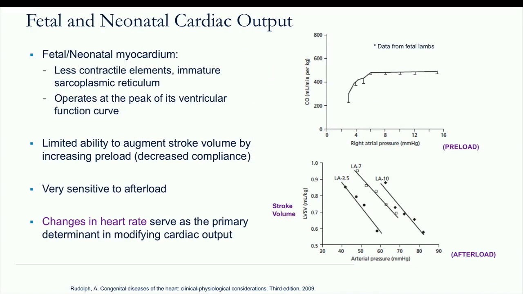Finally, important to be aware of some of the ways in which the fetal and neonatal myocardium really differs from a more mature heart. Both the fetal and the neonatal myocardium have limited ability to increase stroke volume and contractility. They're typically functioning right at the peak of their ventricular function curves, and very minimal, if any, change in stroke volume can be achieved by increasing preload. In addition, these hearts are exquisitely sensitive to afterload, and changes in heart rate, both increases and decreases, are the primary way in which the fetal and neonatal myocardium can augment stroke volume.